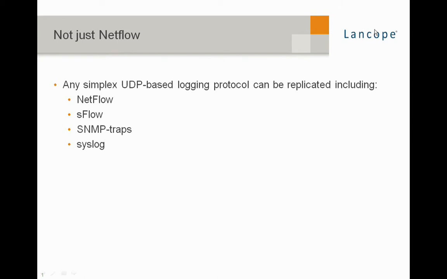As mentioned earlier, the Flow Replicator does more than just replicate NetFlow. Any simplex or unidirectional UDP connection can be replicated out to multiple destinations. NetFlow, sFlow, IPFix, SNMP traps, syslog, we've even seen it used for DNS multicasting.